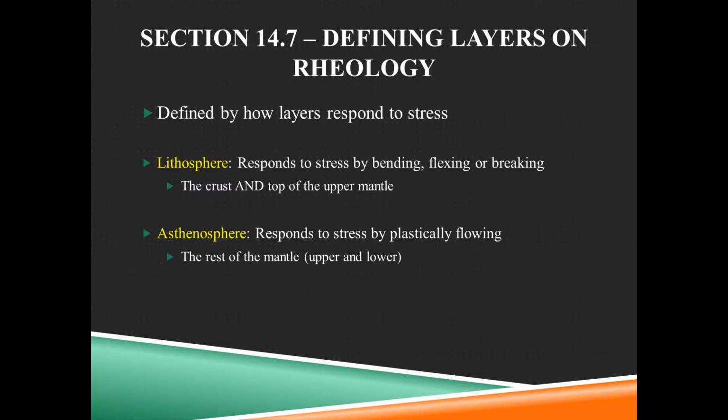The asthenosphere responds to stress by flowing. It's the plastic part of the mantle. So it's all the rest. The rest of the upper mantle and all of the lower mantle and that transition zone. So the lithosphere is much thinner than the asthenosphere.